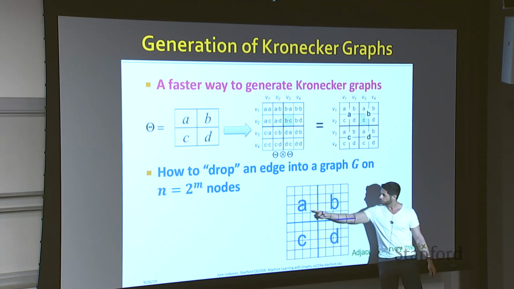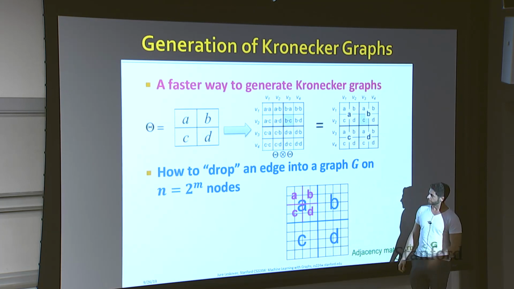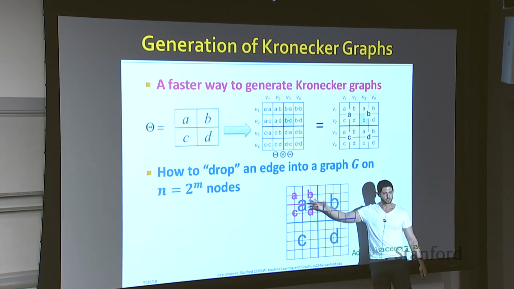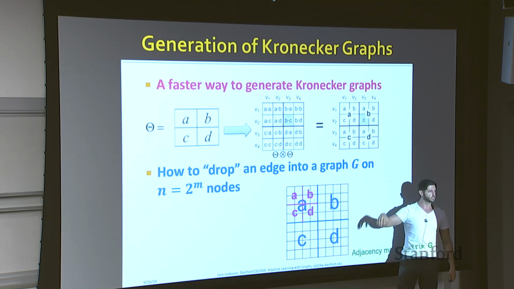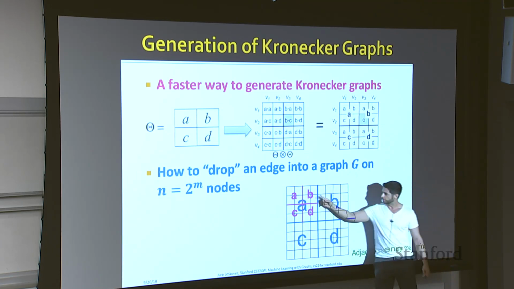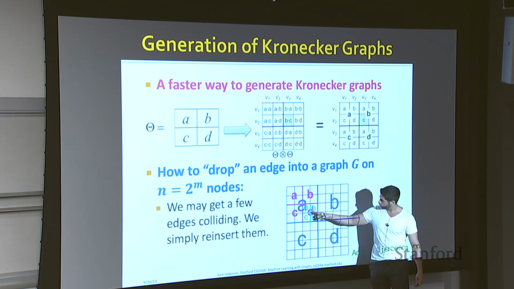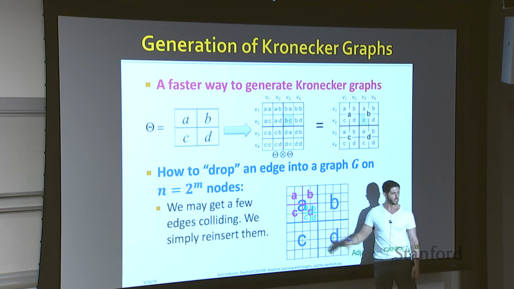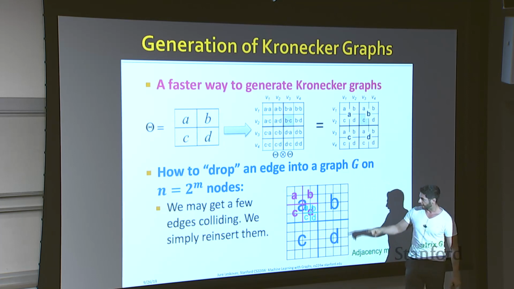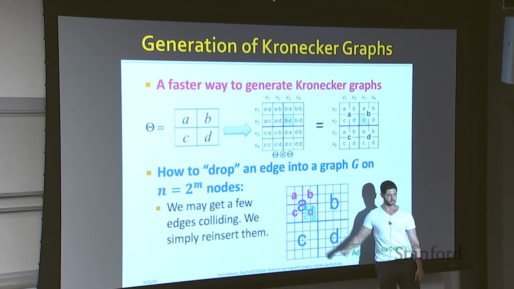So what we do is, okay, we flip a coin for each quadrant, and then this coin will tell us the edge is going to be dropping in quadrant A. And now recursively, we do this operation once again, okay? So we flip a coin here, and boom, we end up in this subquadrant D, and we do it one last time, and we are right at the end, and now we can actually insert an edge in that graph.